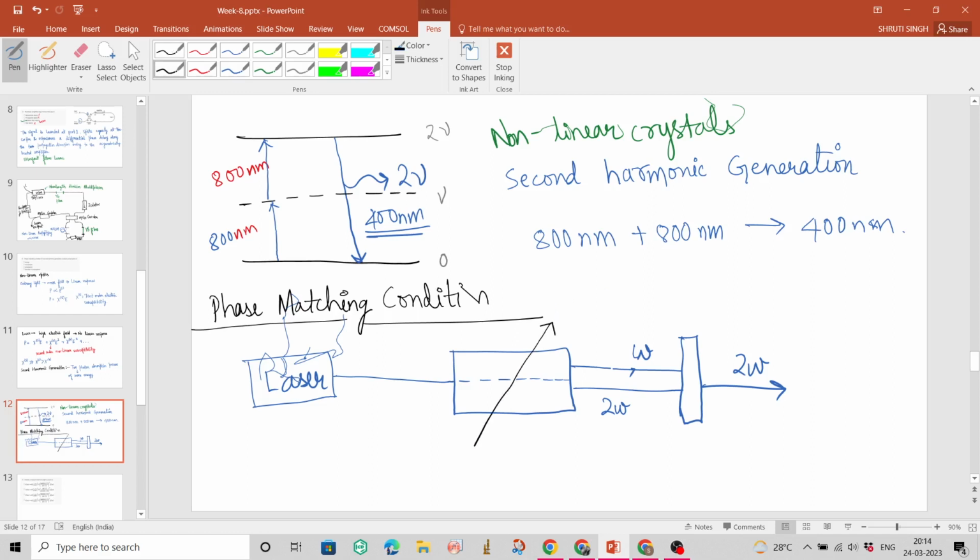The crystal will have some optical axis. We will discuss the optical axis a little later. This is the optical axis. Now the electric field E is given by an expression with omega 1, the angular frequency of the incident light, r, the position vector, and k0, the momentum vector. So this is the electric field.